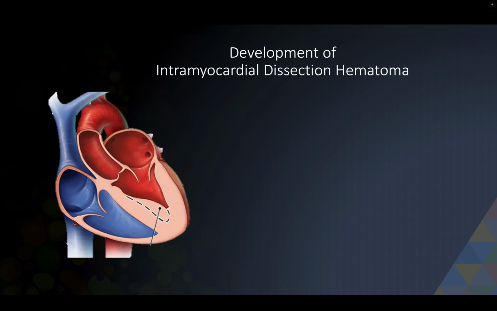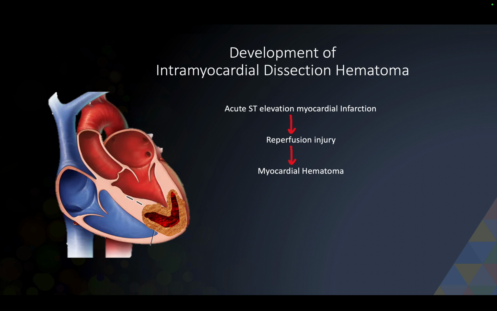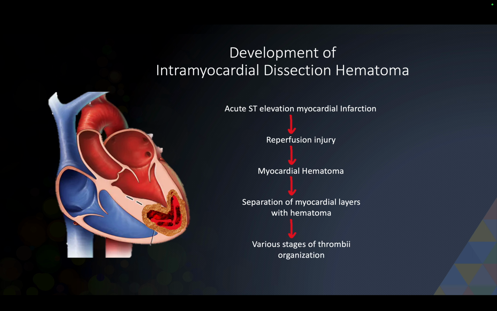So now, what is the sequence of events? How does this intramyocardial dissection hematoma develop? This develops because there is an acute ST elevation myocardial infarction. There is a reperfusion injury. This causes bleeding inside the myocardium, causes the hematoma, and the hematoma goes through the fiber separation, and this makes a linear kind of hematoma in between the layers of the myocardial fibers. I'll show you the myocardial fibers in subsequent slides. And then you see what you see on a time frame: various forms of thrombi organization, fibrosis, liquefaction, like that.